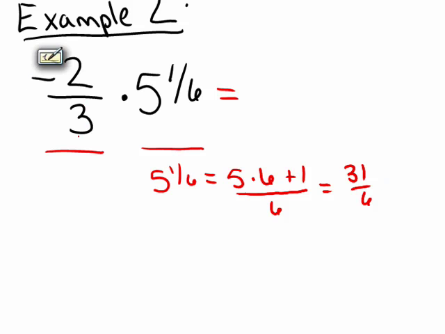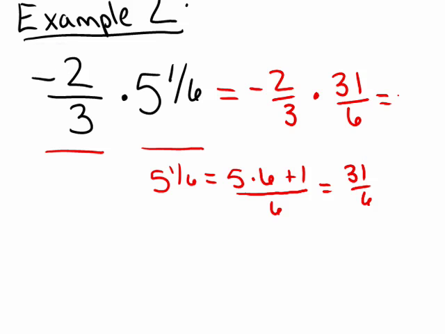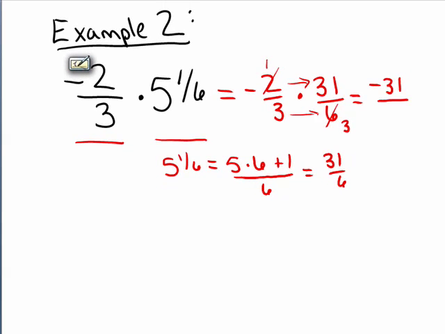Now, going back to the original problem, to multiply -2/3 times 5 1/6, I take -2/3 times 31/6. Now I can simplify. 2 goes into 6 3 times, so I leave a 1 up in the numerator, a 3 down in the denominator. Multiplying straight across the numerator gives -31, and straight across the denominator gives 9. So -2/3 times 5 1/6 is -31 over 9.